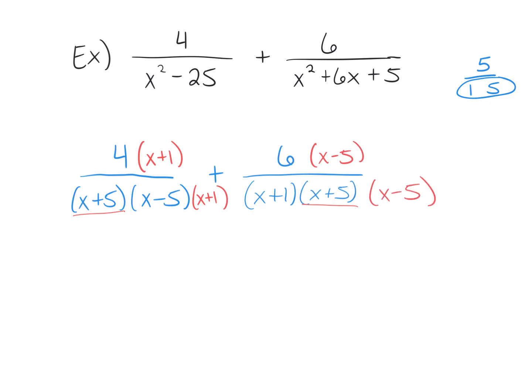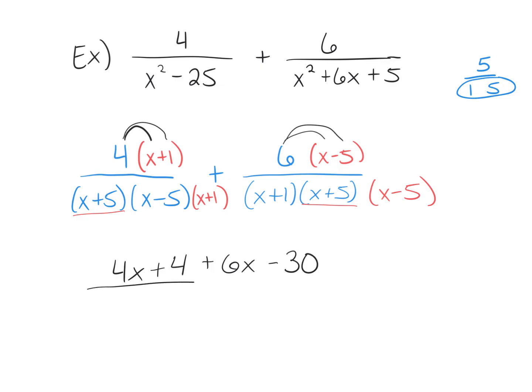So our next step now is to simplify. On my numerator, what am I going to do with this right here? I'm going to distribute. 4 times x is 4x. 4 times 1 is 4. I'm going to do the same thing over here. Do you agree? Okay, 6 times x is 6x. And then 6 times negative 5 is negative 30. Yep. What's my denominator? X plus 5 and x minus 5. Right? And one more. X minus 1. X plus 1. Yep.